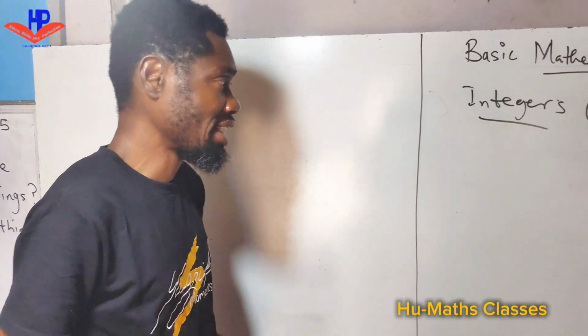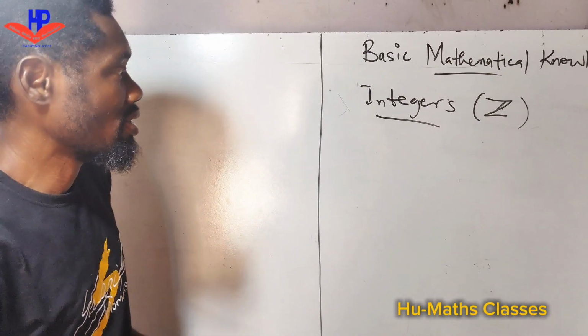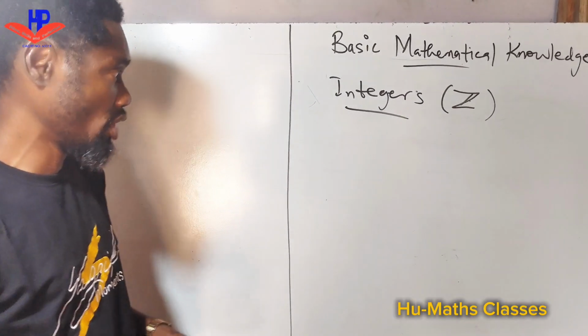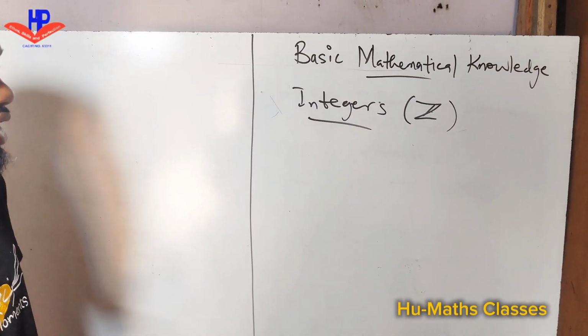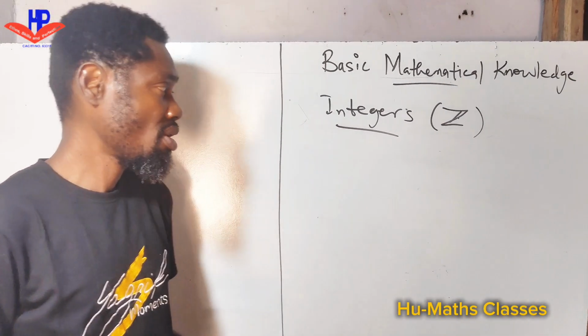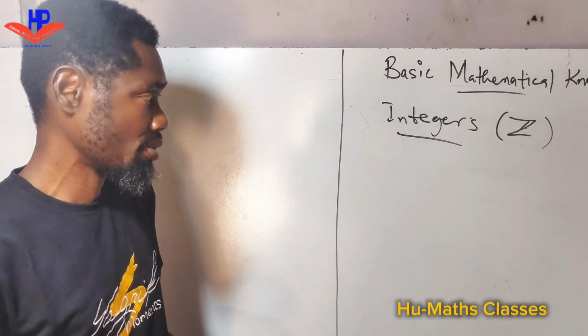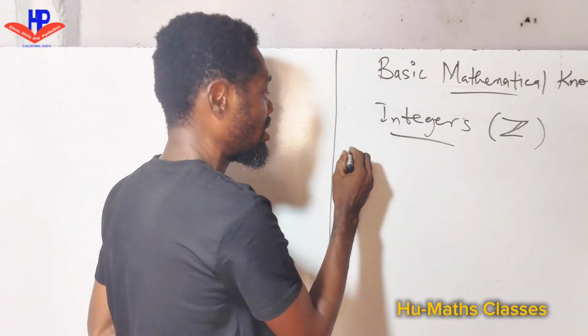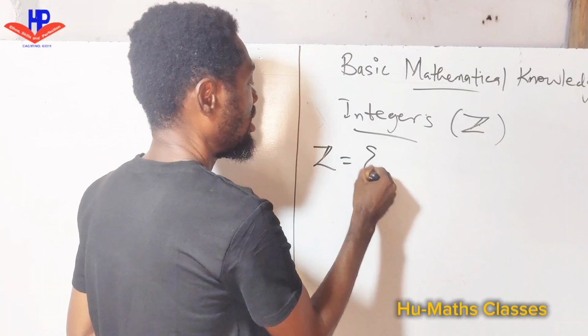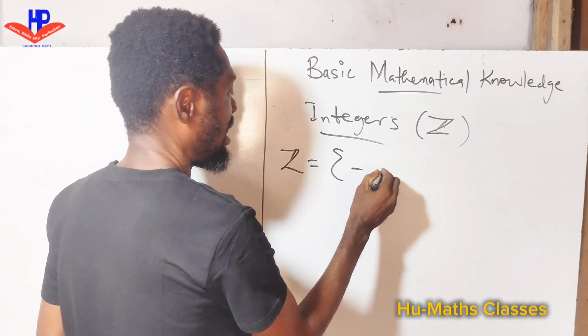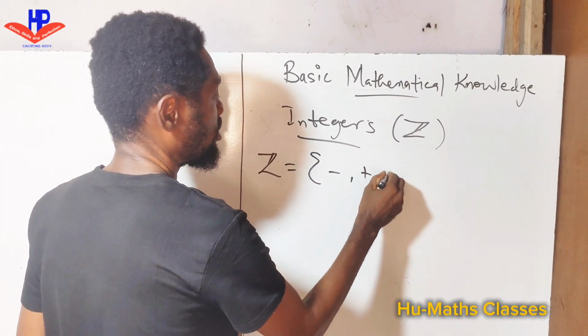Well, let's look at integers as another basic mathematical knowledge. Integers are negative numbers, positive numbers, including 0. So it's a set of numbers that has the negative numbers, the positive numbers, and including the 0 number.